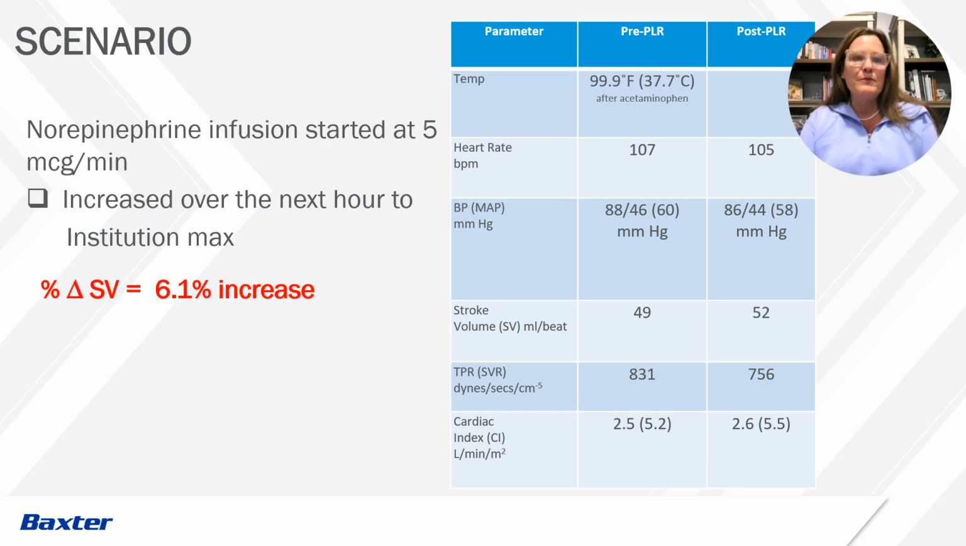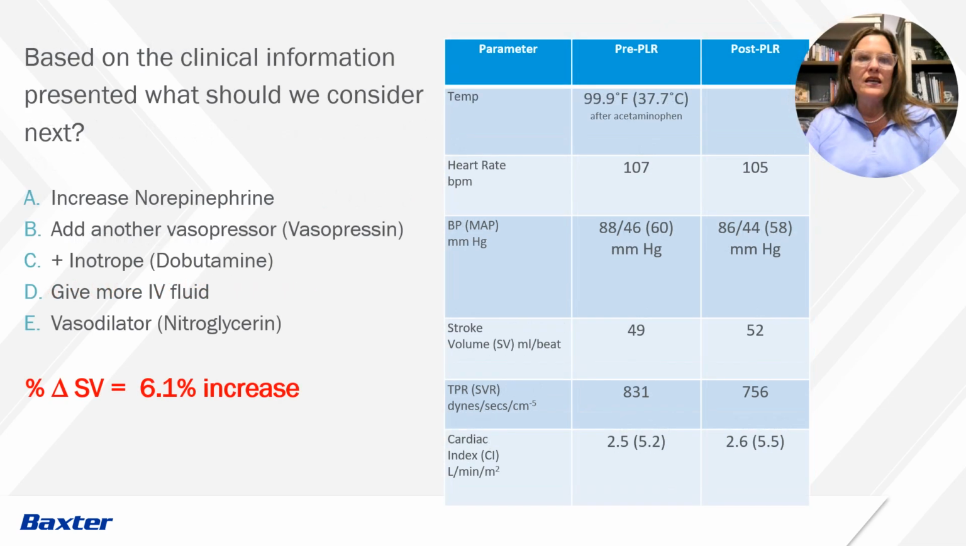And here's what happens. So we have norepinephrine going. We are still maxed at our institution max for norepinephrine. And we just did a passive leg raise, and our stroke volume increased by 6.1%. So let's go to the question. Based on our clinical information presented, what should we consider next?